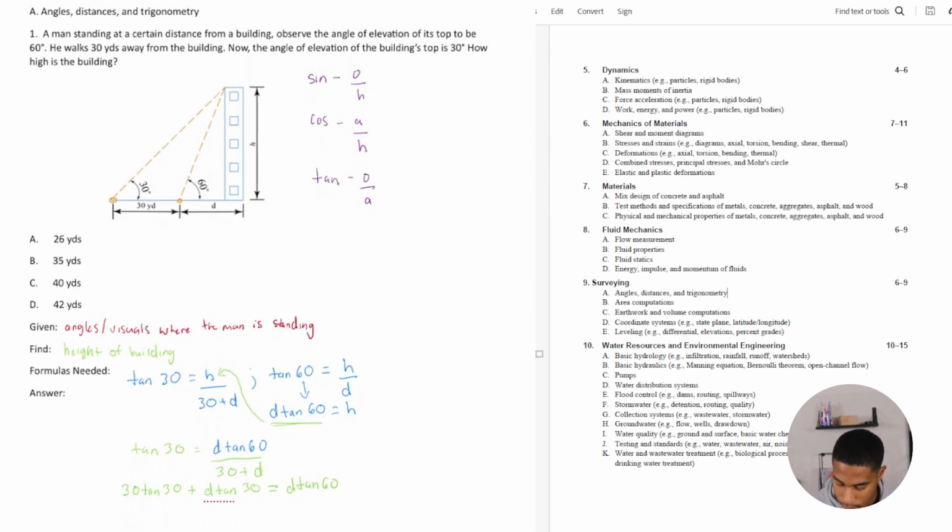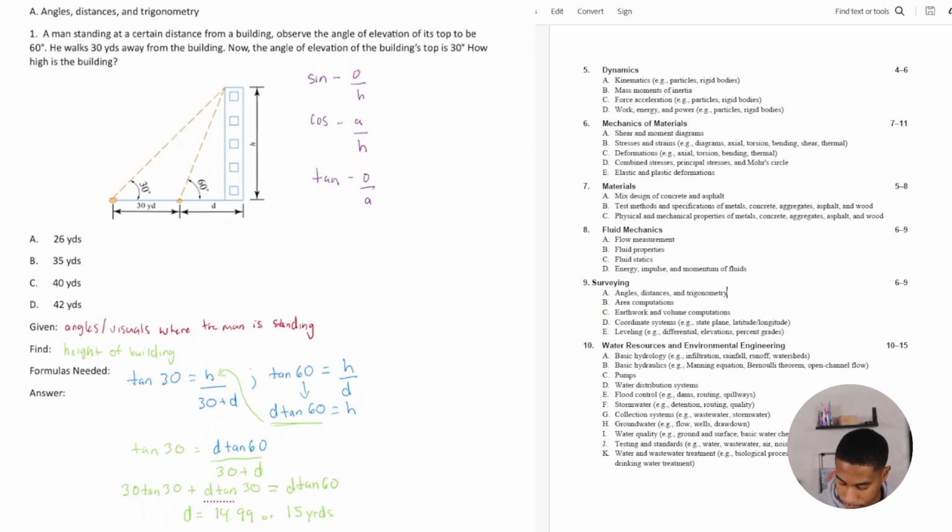Okay. And so when we keep solving for this, I get d to equal 14.99 or 15 yards. We're not solving for d, we're solving for height.